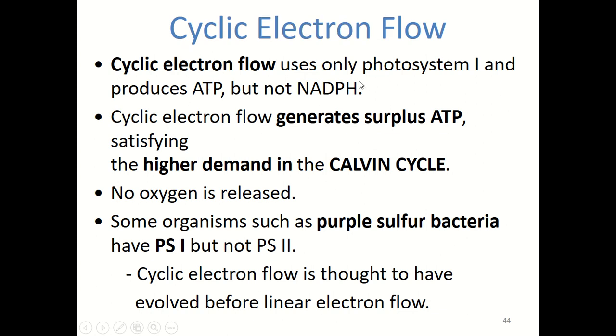So the cyclic reaction only has photosystem 1. It does not have photosystem 2. Therefore, it only produces ATP. It does not produce NADPH. So the cyclic electron flow will generate ATP, which is in very high demand in the Calvin cycle. No oxygen will be released because no photosystem 2 is involved. And some organisms, such as purple sulfur bacteria, do have photosystem 1 and do not have photosystem 2. That's why they use cyclic electron flow compared to non-cyclic electron flow.